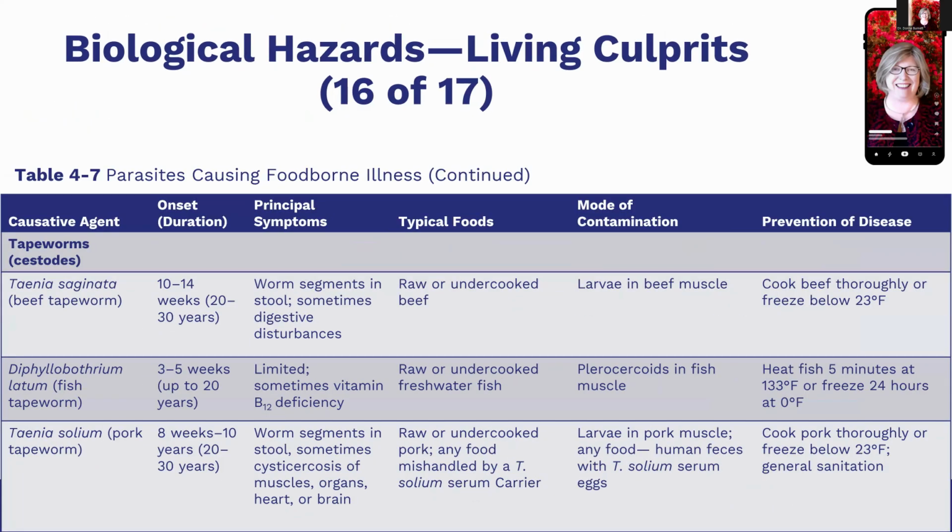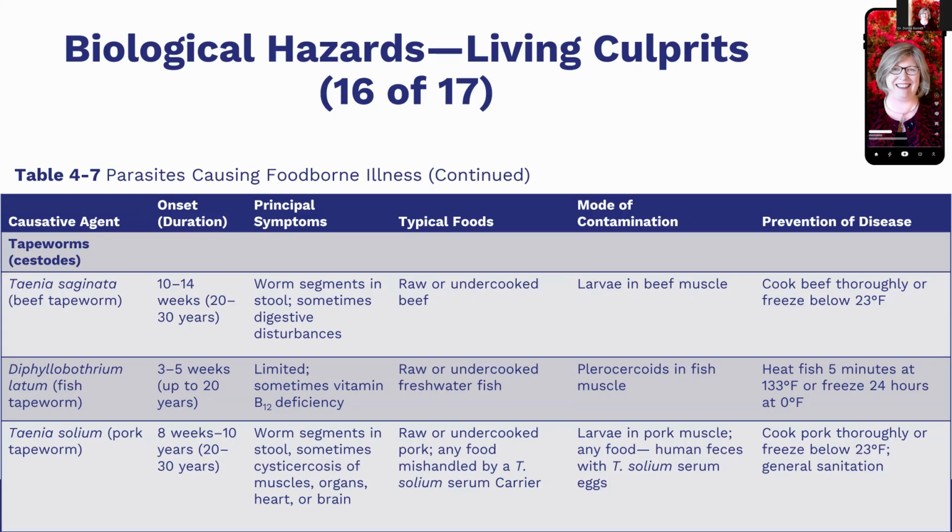Continuation again, Table 4-7. Now we're looking at tapeworms. If you see the same columns, you have your onset, 10 to 14 weeks. In that last category, the pork tapeworm. So you have beef tapeworm, fish tapeworm. The last category is pork tapeworm. 8 weeks to 10 years of onset. And the duration can be 20 to 30 years. And that's for all of these tapeworms.